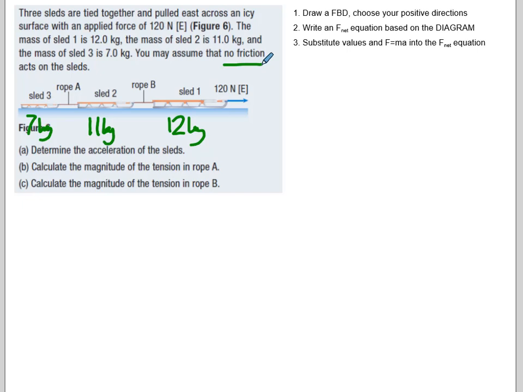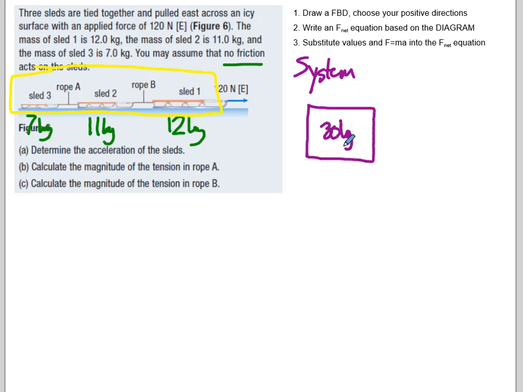Okay, so when we look at these types of problems, you could look at individual parts, or you could look at this as an entire system. So we could look at this whole group of sleds as one giant box or one giant system. Okay, so if I look at my system, and I draw a free body diagram of the system. If we add that up and hopefully do it correctly, it's 30 kilograms as a system.